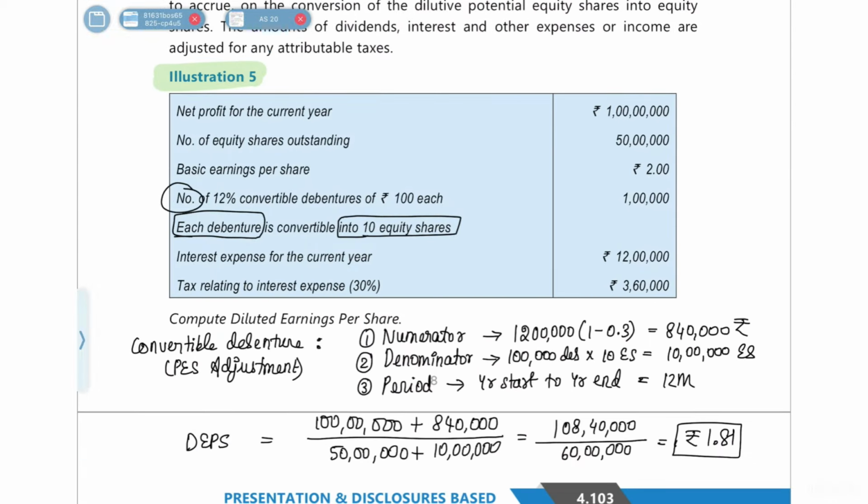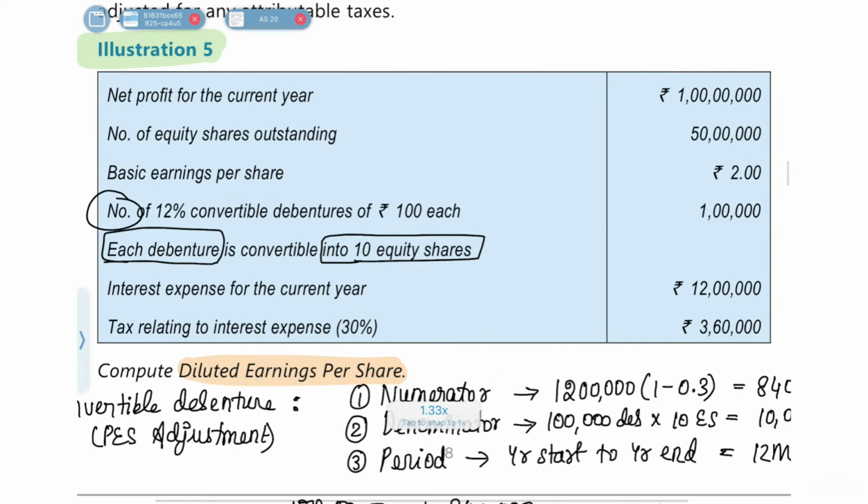In illustration number 5, they are telling you to find out diluted earnings per share. Now let's start. Here they are saying that the net profit for the current year was 100 lakh, and the number of shares outstanding was 50 lakh. If you do so, then the basic earnings per share would be 2 rupees, which is 100 lakh rupees net profit divided by 50 lakh shares. That we could have also found out.